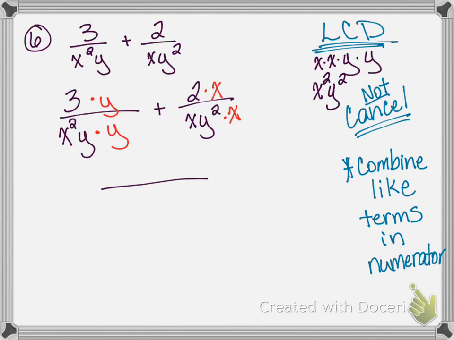So now my LCD is taken care of. So I have x squared, y squared. And I'm left with 3y plus 2x on the top. We're not cross-canceling anything. I would look to see if there's anything in my numerator that I need to combine. But I don't have anything in there that I need to combine. So I stop there. Okay?